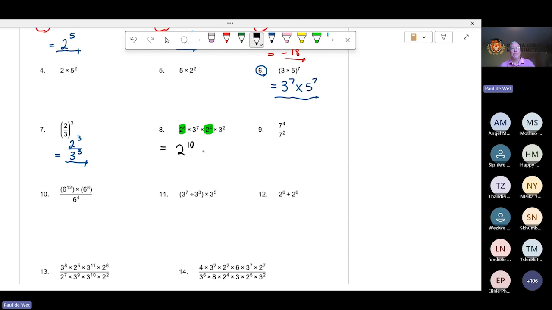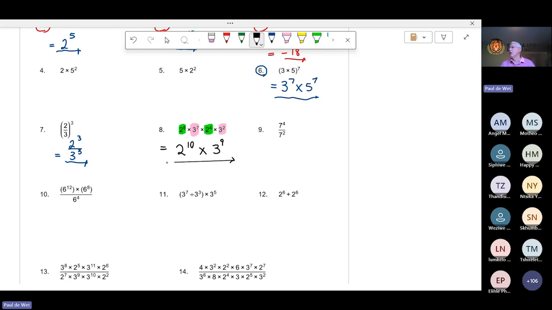All right, and then how many 3's have we got all together? Well, there's 7 over here, 7 3's multiplying together and 2 3's multiplying together. So in fact, we've got 9 3's multiplying together. The way we write 9 3's multiplying together is 3 to the power of 9. And we just stop there. We cannot multiply this 2 by this 3. They are different things.